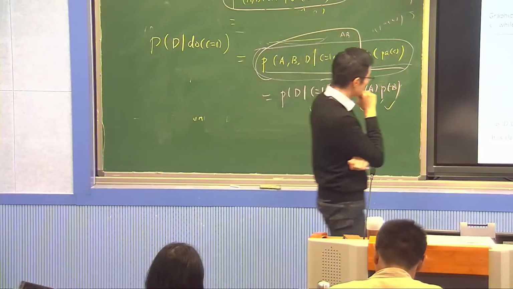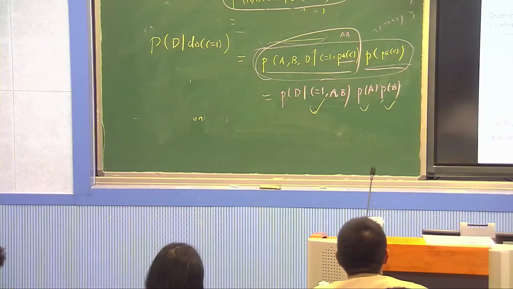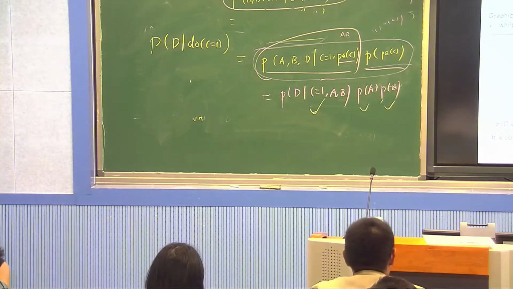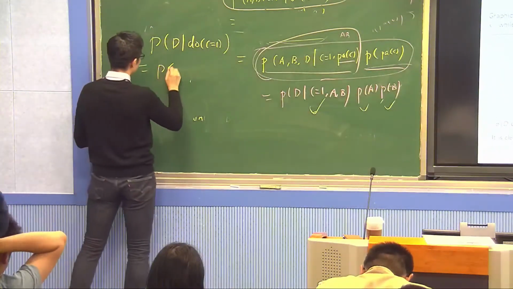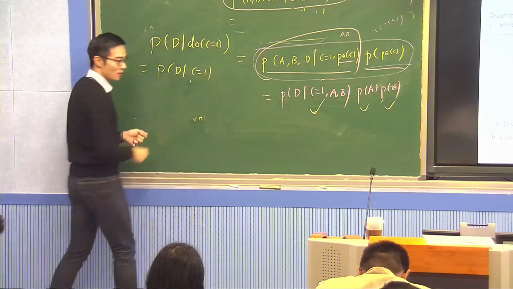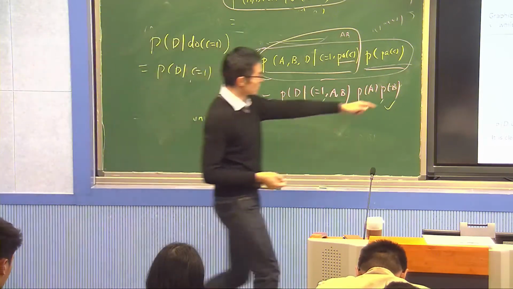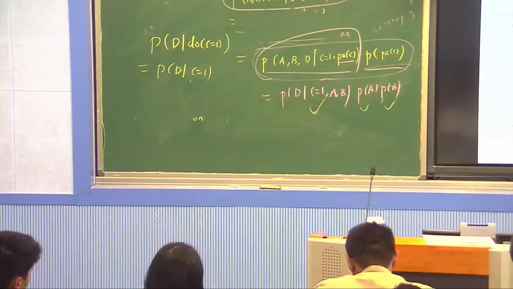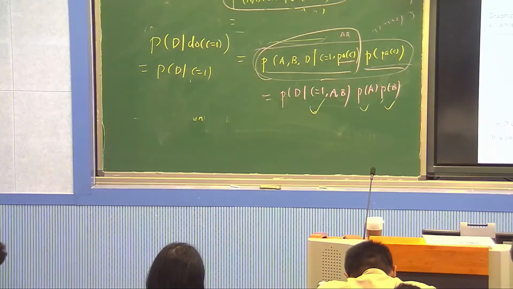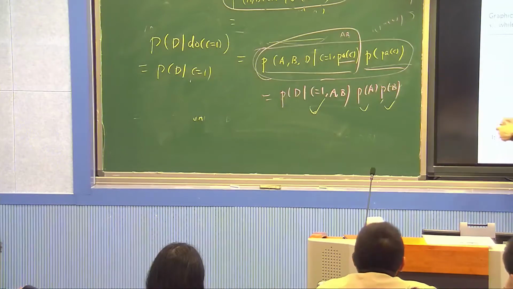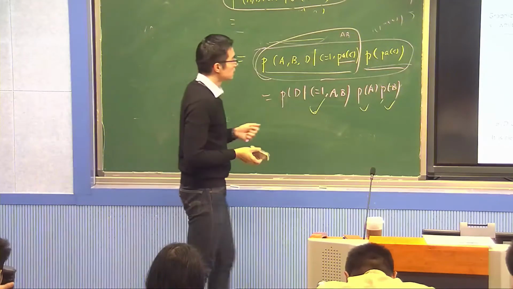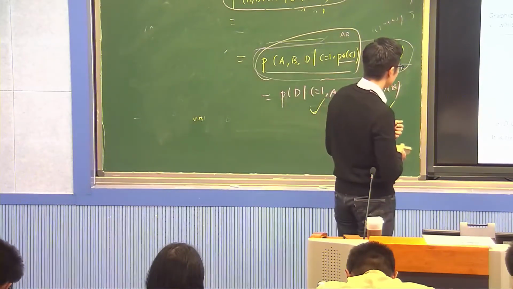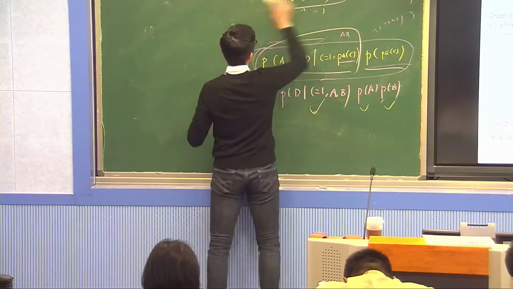Now, in this case, it's not that interesting, because P(D | do(C = 1)), if you can directly tell from the graph, is actually just equal to P(D | C = 1). From this graph, it's not that interesting. It's directly this one. But let's be a little bit more general. Let me change it.